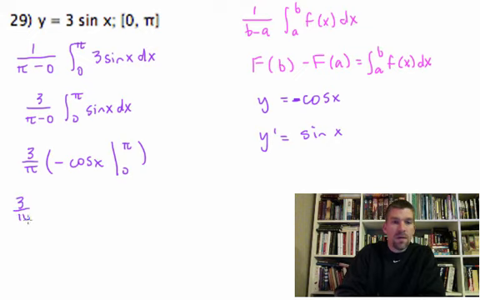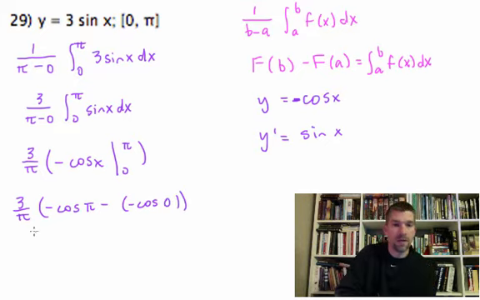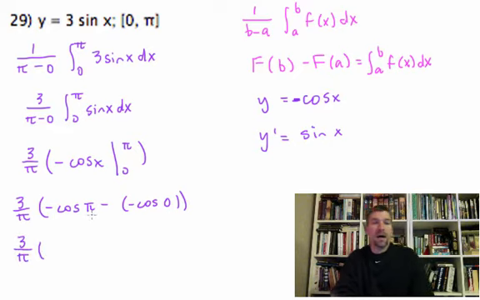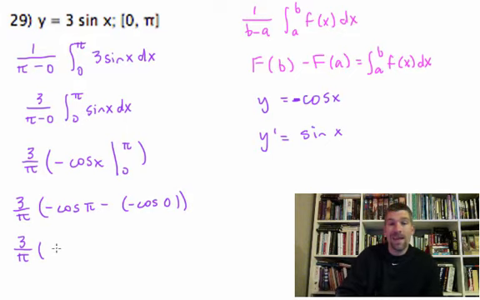Let's finish the problem. 3 over pi times negative cosine of pi minus negative cosine of 0. Now this looks like a really weird thing going on down here, but this is going to be 3 over pi times, and then the cosine at pi, that's negative 1. So negative 1 is 1 minus, and then right here the cosine at 0 is 1, but that's a negative in front of it, so minus negative 1. But I've got 1 minus negative 1, and 1 minus negative 1 is 2.